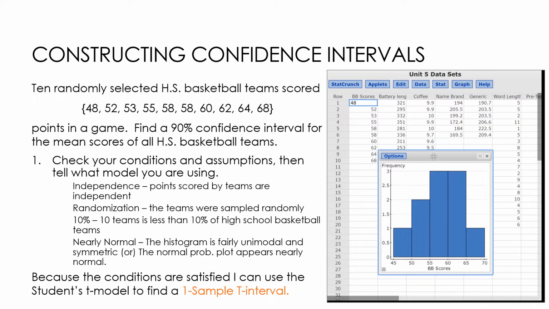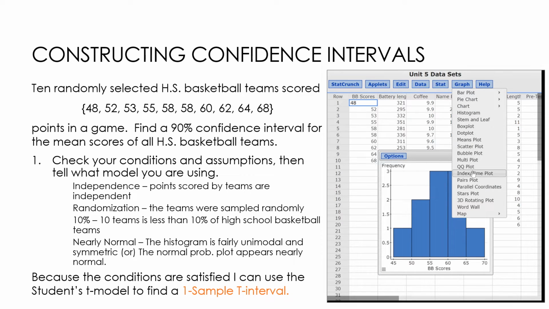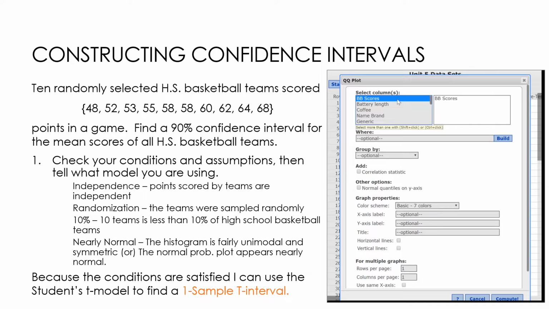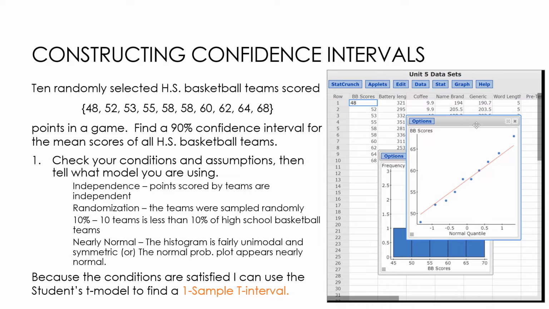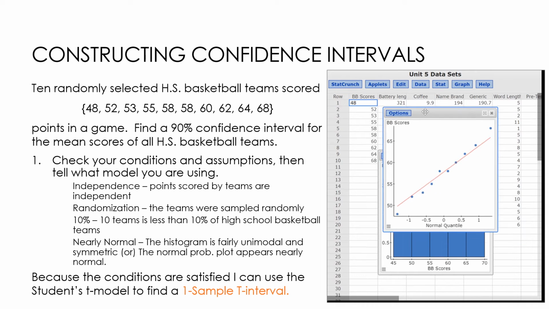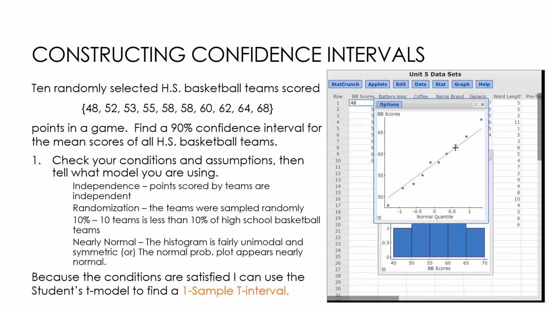If I'm not sure, then I'm going to go to Graph and QQ Plot, and again choose basketball scores, and notice I'm not messing with any other options. And this is a QQ plot, which is sometimes called a normal probability plot, and notice it has this nice red line for me. What I'm looking for is I want my data to basically follow this line. So if I had data that sort of curved around, then I would be concerned. This doesn't concern me because it looks fairly straight. It doesn't look like there's really a pattern, and so I'm going to say yes, it's okay.